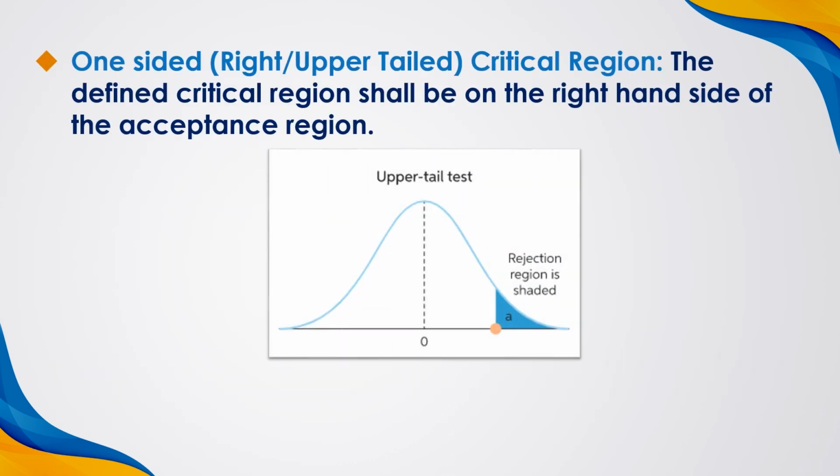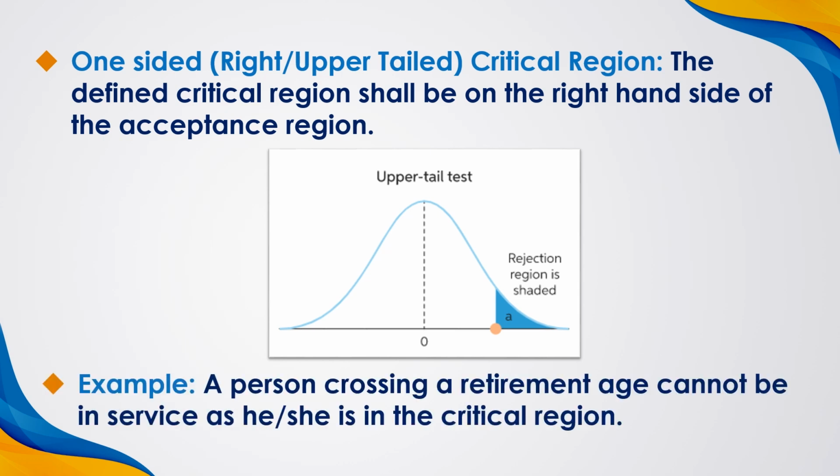Coming to the right side, the other one-sided region is the right side. For example, your retirement age is 65, and after 65 you cannot be considered. In this case, the critical region is on the right side of the sample space.